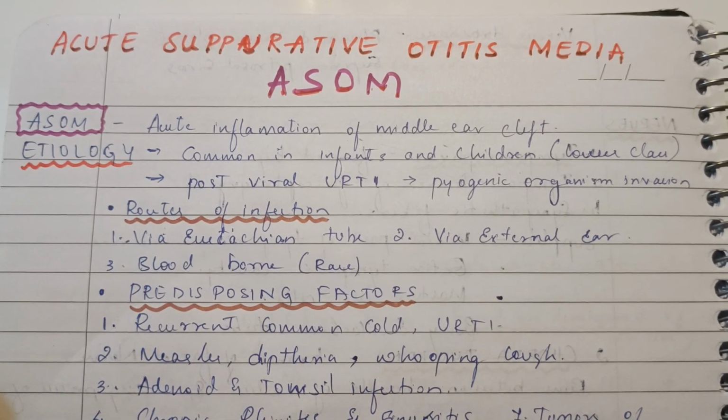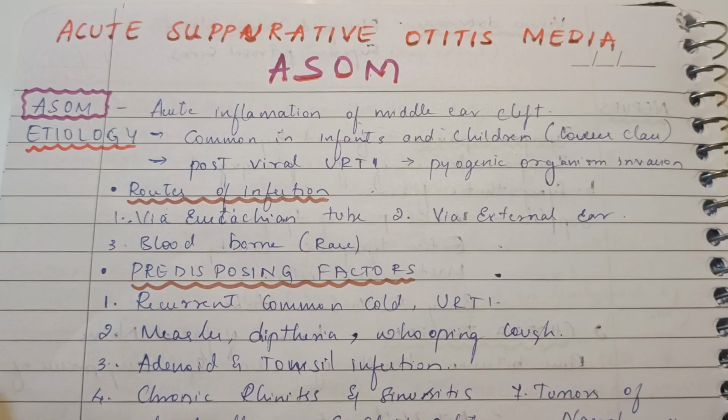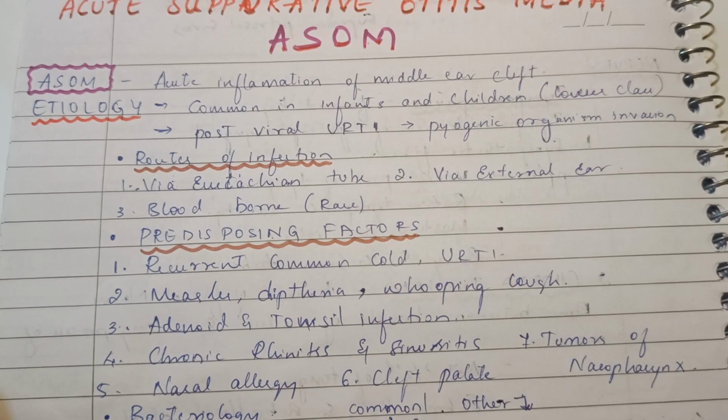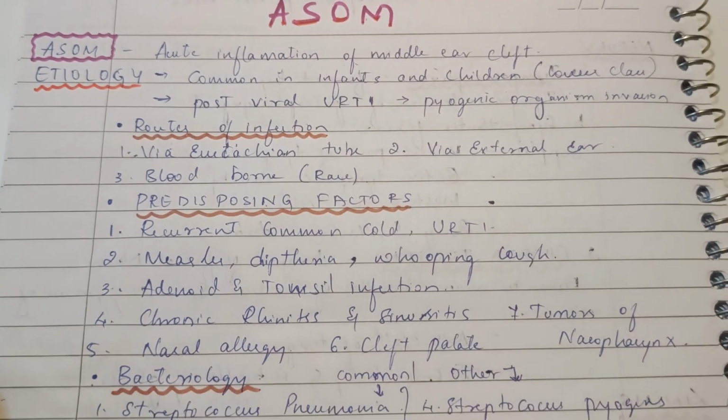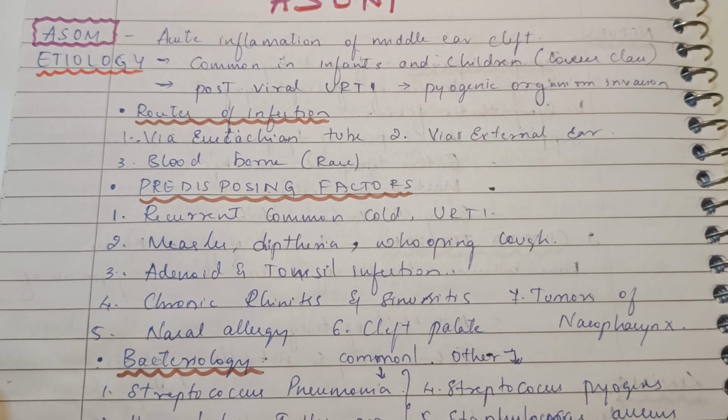Hi everyone. So today's topic is acute suppurative otitis media (ASOM). ASOM is an acute inflammation of the middle ear cleft. We already saw in the last video what the middle ear cleft is. So if there is an acute inflammation in the middle ear cleft, it is called acute suppurative otitis media.